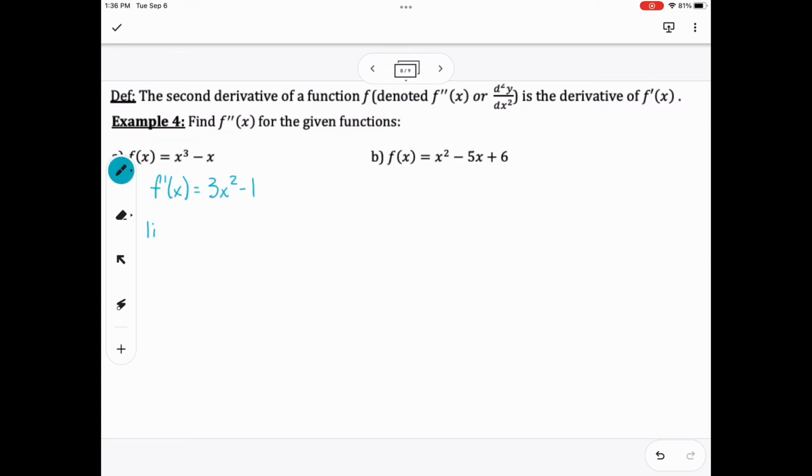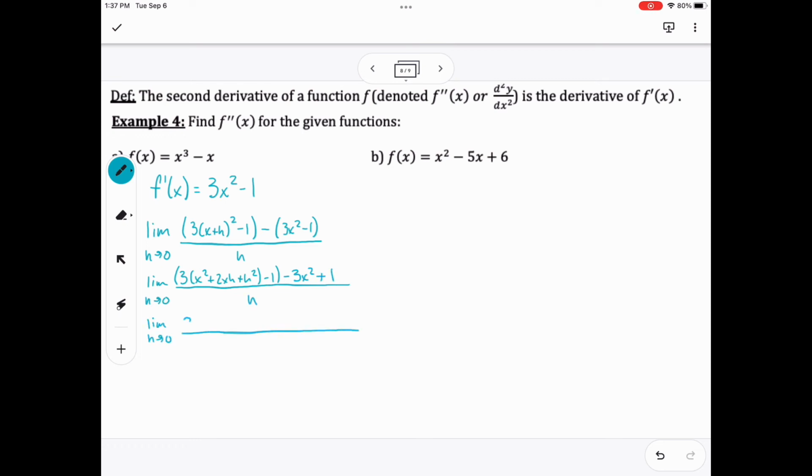Okay. Now, we also can find the second derivative of our function just like we did the first derivative. So for letter A, we already found the first derivative from a previous example for x cubed minus x. So we already know it's 3x squared minus 1, but I do the exact same process to find the derivative of the second, by plugging x plus h into the function to begin with, then subtracting the original function, and then distributing out all the terms, seeing what cancels.